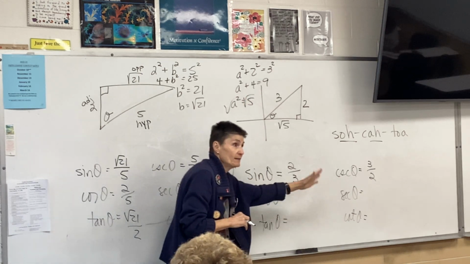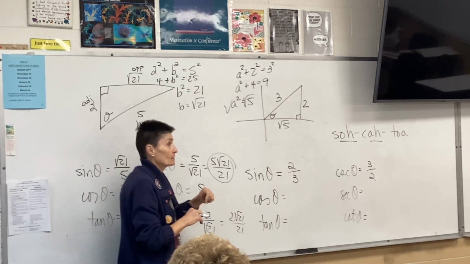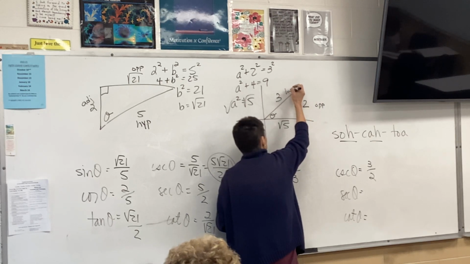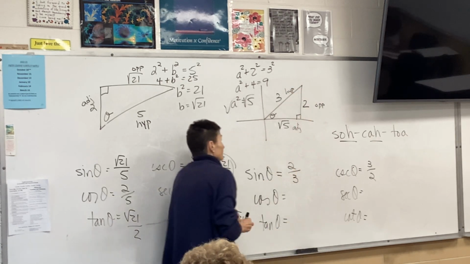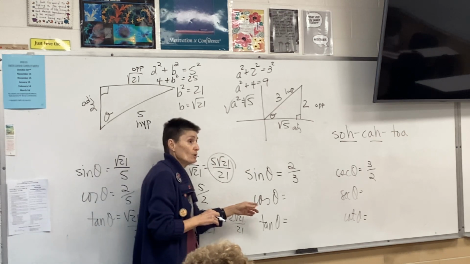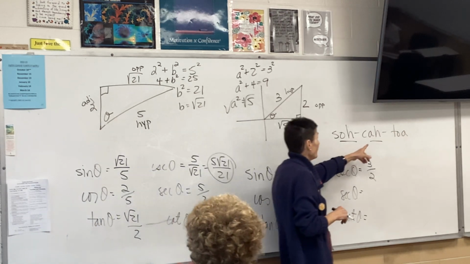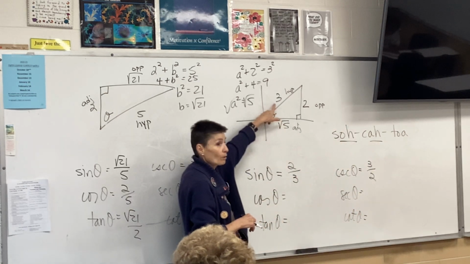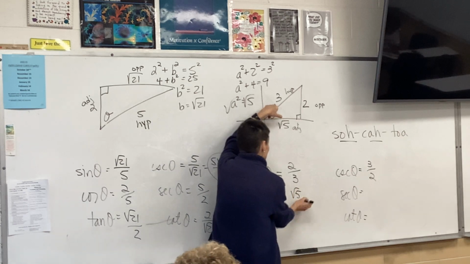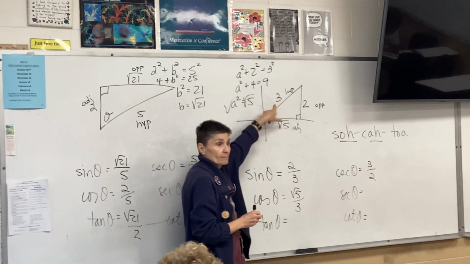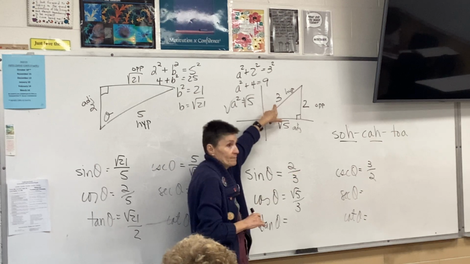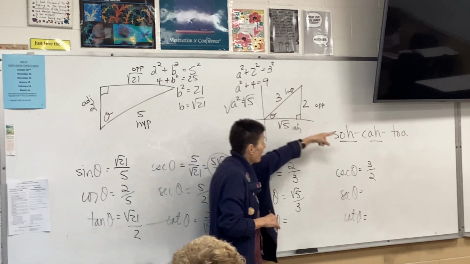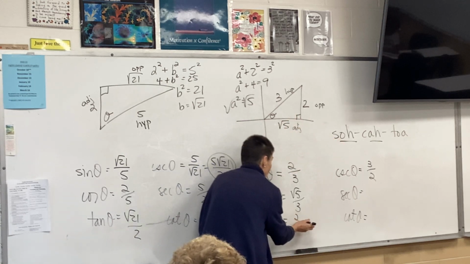Now, can you fill the rest of it in? This was opposite. This was hypotenuse. This is adjacent. What's my cosine? Adjacent over hypotenuse. Root 5 over 3? Nothing wrong with that. Root 5 over 3 is fine. What's my tangent? Opposite over adjacent. 2 over root 5.